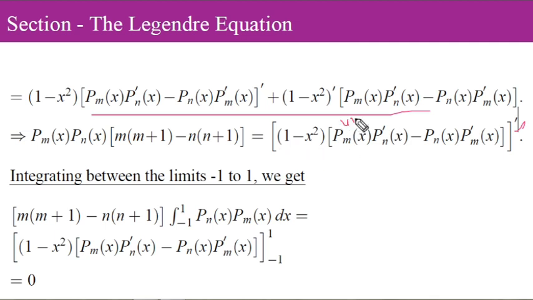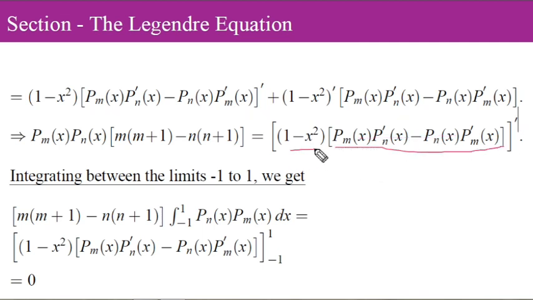Now let us check whether this and this are equal. We differentiate with the uv method and check. Keeping 1 minus x square constant, if we differentiate this, what we get, pm of x into pn dash of x minus pn of x into pm of x, whole dash. Then keeping this constant and differentiating 1 minus x square, what we get, 1 minus x square whole dash into pm of x pn dash of x minus pn of x into pm. So these two equations are same. Okay, so we write this instead of this equation, and we get the final answer.